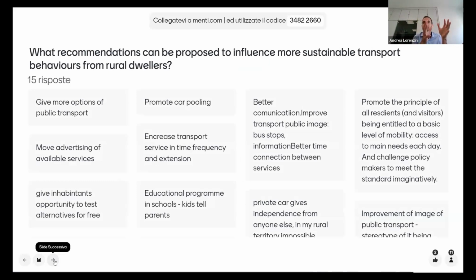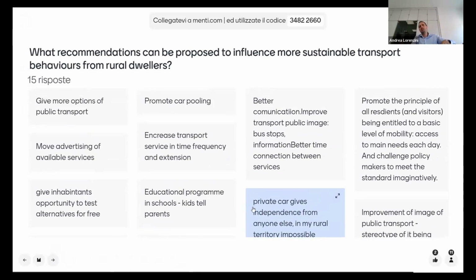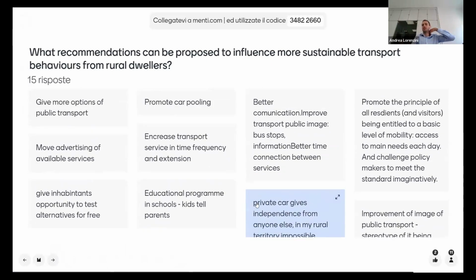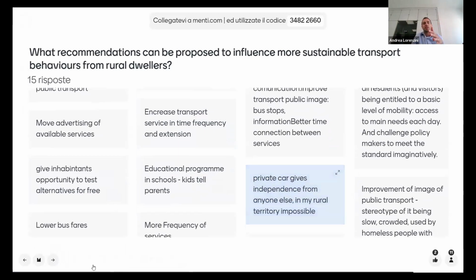On the one hand, we discussed how to influence more sustainable transport behaviors from rural dwellers. You can see there are a number of initiatives that were proposed, for example, promoting the principle of being entitled to a basic level of mobility. This was more targeting transport authorities, but also educational programs in schools, the promotion of carpooling among different residents, advertisement, and so forth.